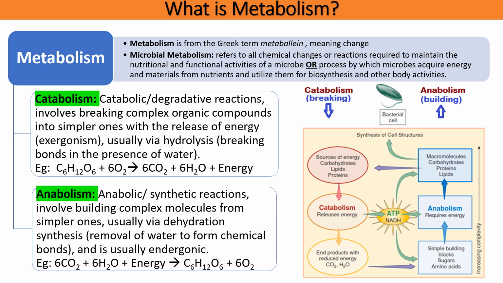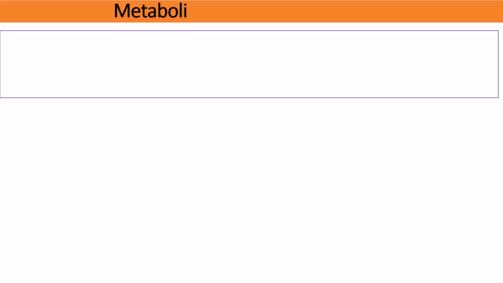Now, each anabolic and catabolic process occur in a series of stages or reactions which are called metabolic pathway. So the next question is, what is metabolic pathway? So this takes us to the next aspect of this presentation, which is metabolic pathways and enzymes.